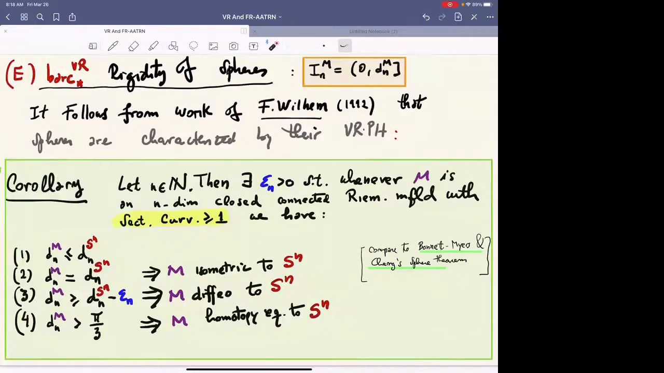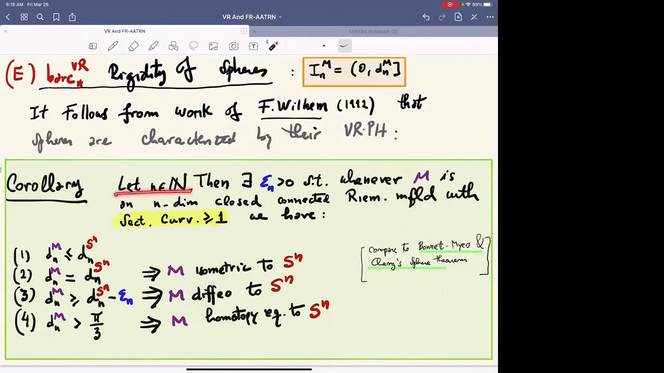Perhaps the more interesting consequence is the following: some rigidity result for spheres. And this one followed directly from work done by Wilhelm in the 90s. And in a nutshell, the claim is that spheres are fully characterized by their Vietoris-Rips barcodes inside the class of manifolds with curvature bounded below by some positive constant. So here is a statement.